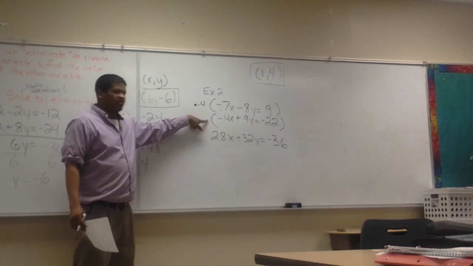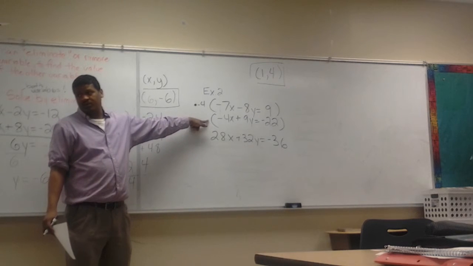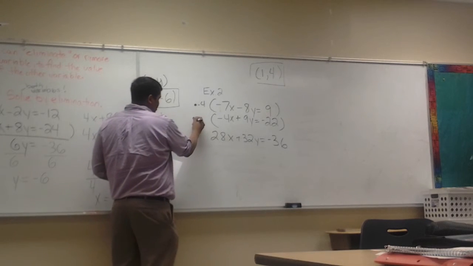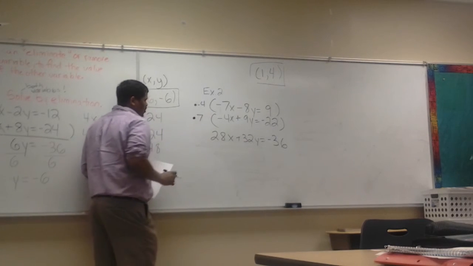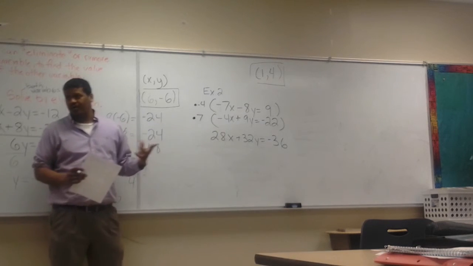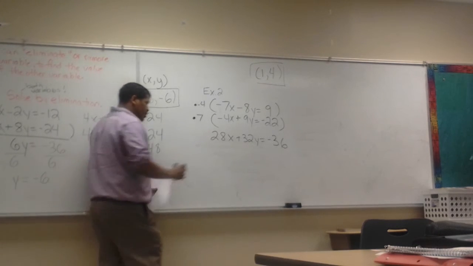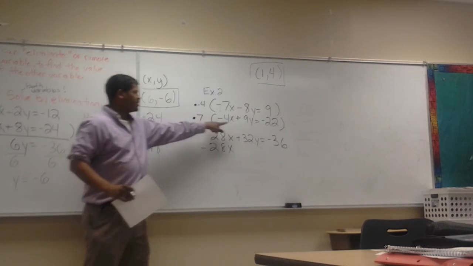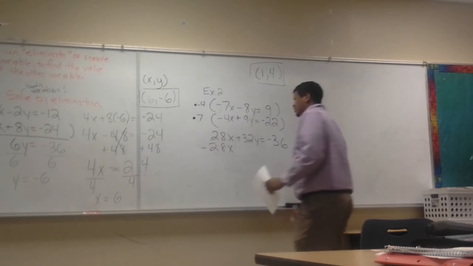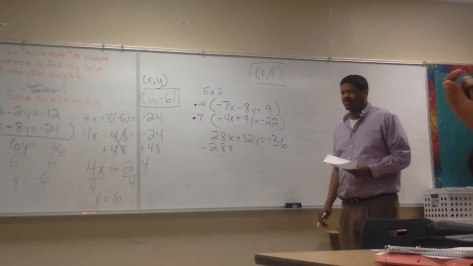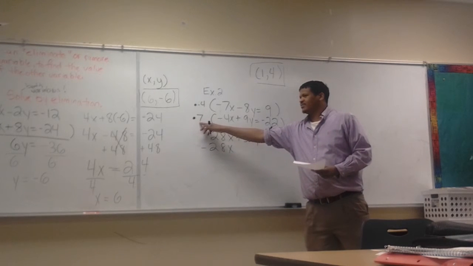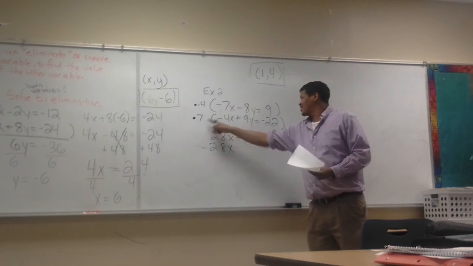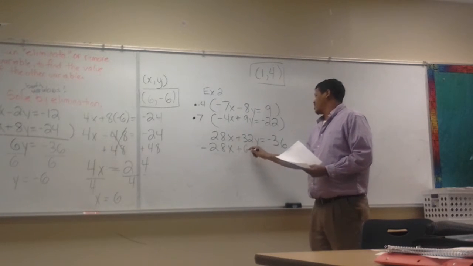How do I get a negative 28 from this one? We're going to multiply by a positive 7. Yeah, very good. 7 times negative 4 is our negative 28 that we wanted. What is 7 times 9? Negative 63? Let's be very careful here. 7 times 9 is a positive 63.